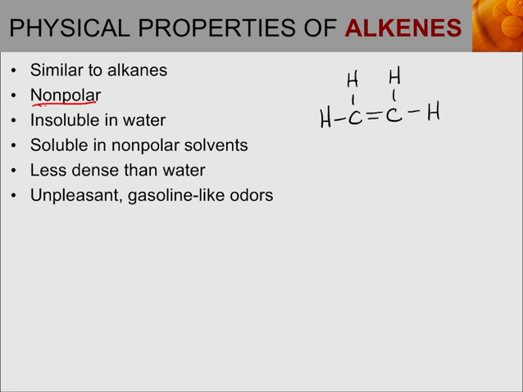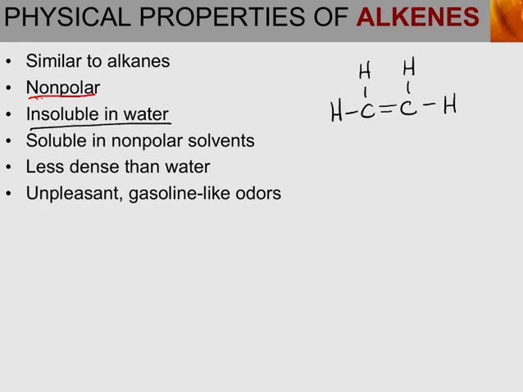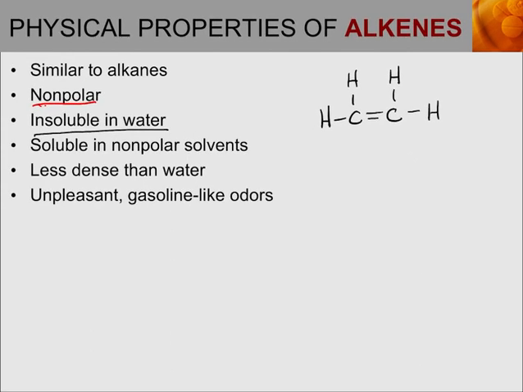Now, because these alkenes are nonpolar, they're also insoluble in water. So they don't dissolve in water, and they're actually going to separate into their own layer. These alkenes are soluble in nonpolar solvents. So some nonpolar solvents we might use would be, for instance, hexane. So hexane has 6 carbons. That's a pretty common nonpolar solvent.